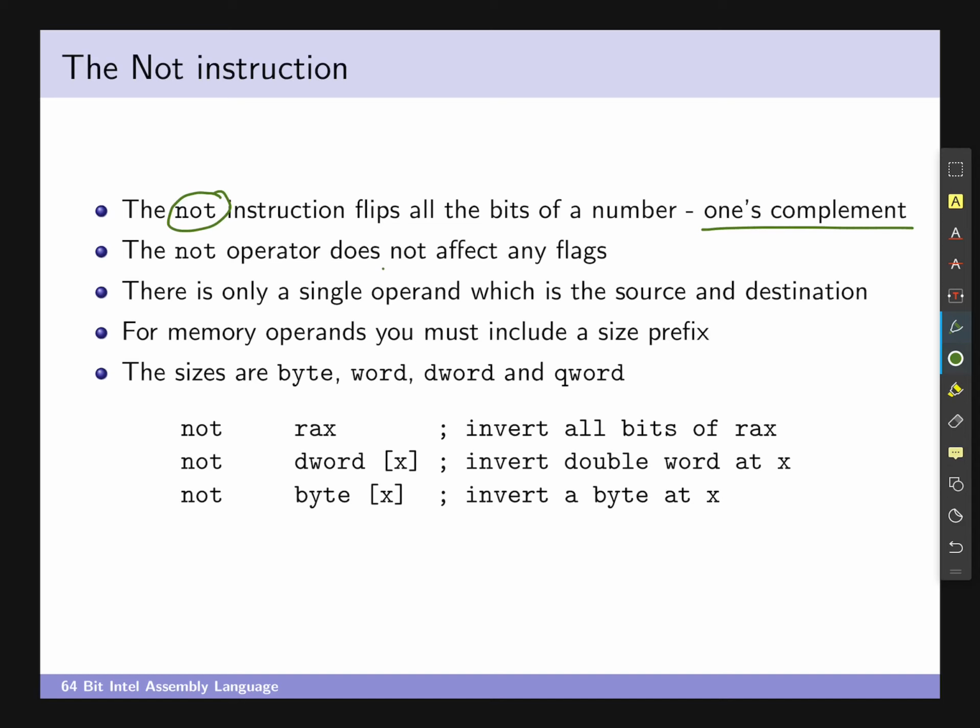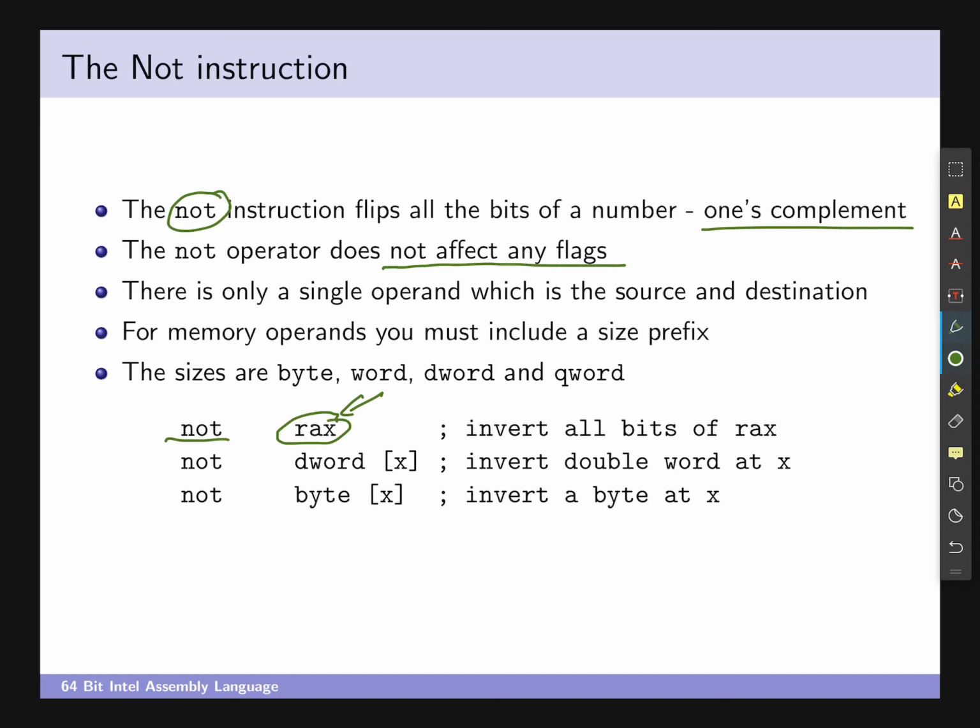The NOT operator doesn't affect any flags. If you remember from the last lecture, we have things like sign flags and zero flags that can get set when I add numbers. No flags are affected in the context of the NOT operator. And how do I actually use this? Very straightforward. I simply use the instruction NOT followed by my one operand. The operand is both the source and the destination. So what will happen is I will NOT every bit in RAX and store the result back in RAX.